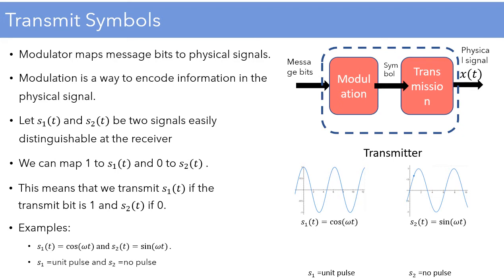Similarly, another example can be a unit pulse and no pulse. So you send a pulse when you want to send 1 and you send no pulse when you want to send 0. And if the receiver receives any pulse, it means that 1 was sent.